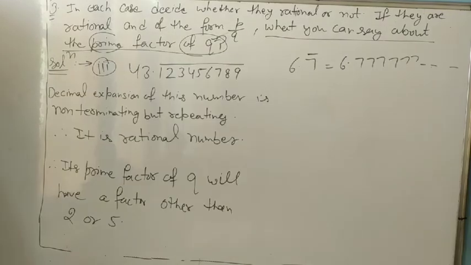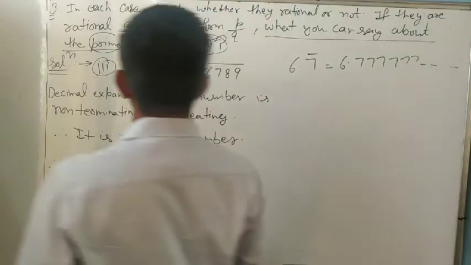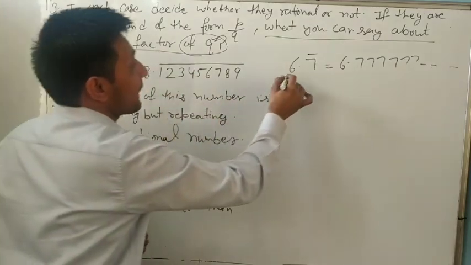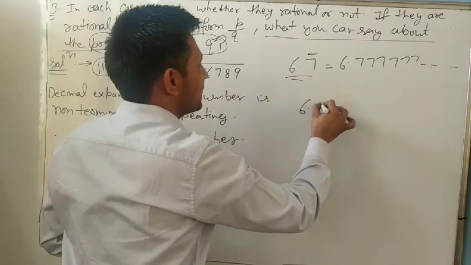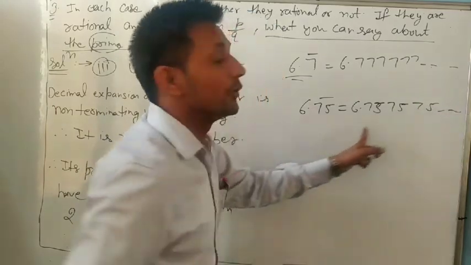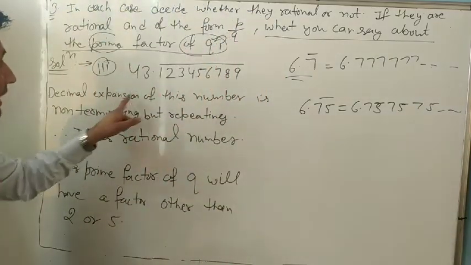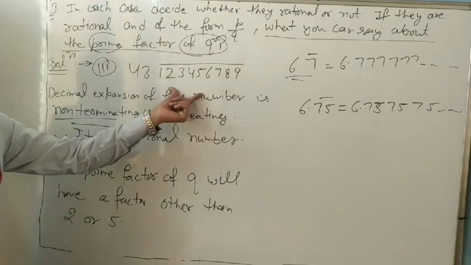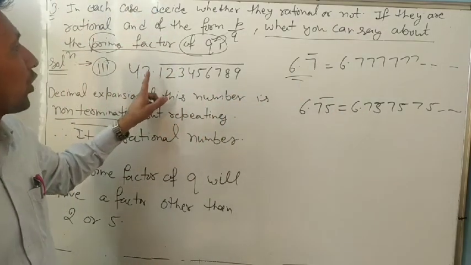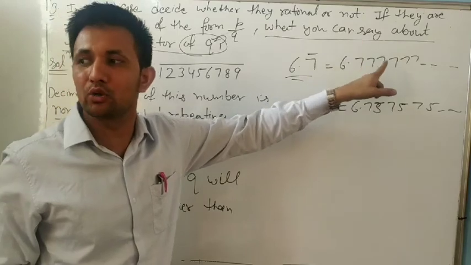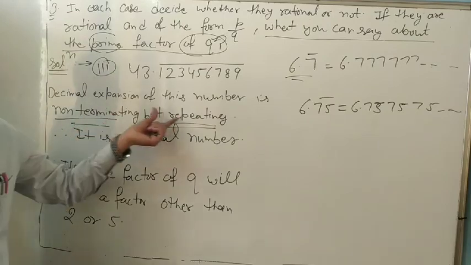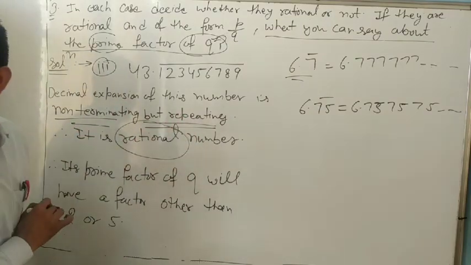Look at the third part: 4.3 1 2 3 4 5 6 7 8 9 with a bar. What is the meaning of bar? Bar means, if I put 6.75 with a bar, it means 6.75 75 75, and it is not terminating. So its decimal expansion is non-terminating, but we observe 75 75 75 repeating. It means 4.3 1 2 3 4 5 6 7 8 9, 1 2 3 4 5 6 7 8 9 repeating. If it is non-terminating and repeating, then it is a rational number.